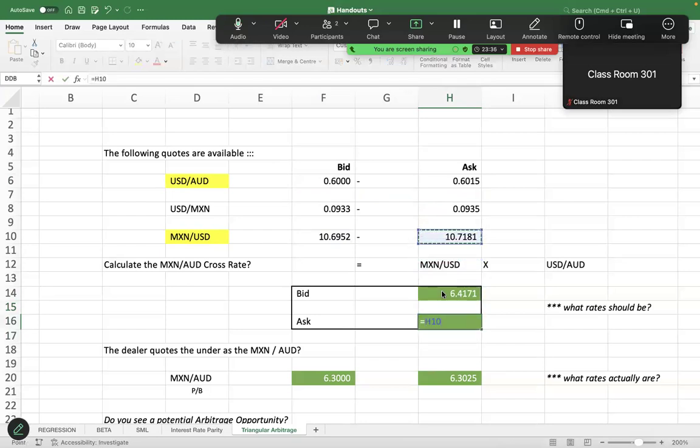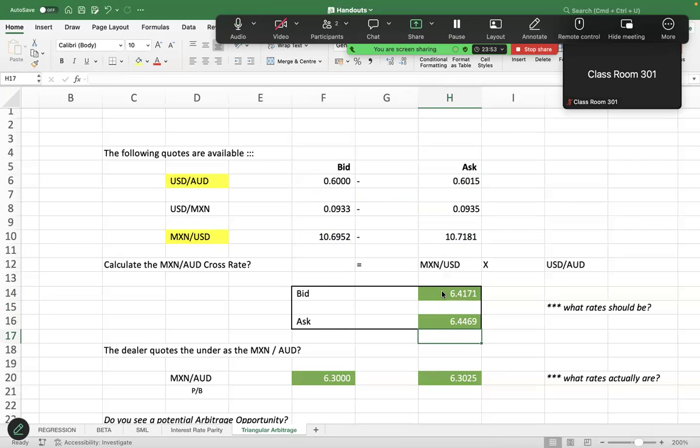And MXN USD into USD AUD. This is the ask for the MXN AUD. Now, please be very careful. अब आप देखिए क्या रेट्स आए हैं आपको बाई करने के. सपोज मेरे को ऑस्ट्रेलियन डॉलर बाई करना है. What is the fair value rate?